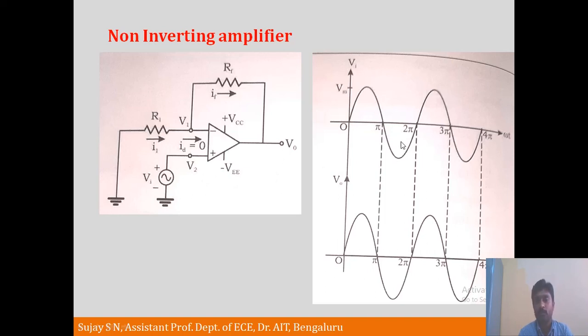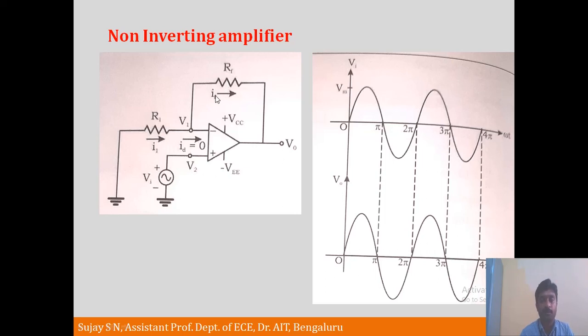This is a non-inverting amplifier. If we apply a sinusoidal signal like this, the output will be amplified and the phase shift is 0. Zero phase shift occurs here, so it looks the same as a sinusoidal signal with an amplified output. Now let us derive the expression for V0. We need to consider the current flowing through R1 and the current flowing through RF, and these two currents are equal.